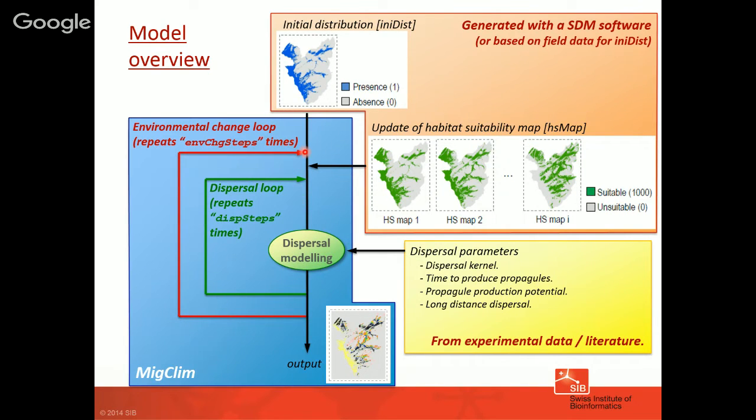And nested within this environmental change loop, you have a second loop, which is the dispersal loop. In that loop, each time you perform it, you will have one dispersal event. So all the cells that are occupied by your species will have the chance to disperse during this loop.